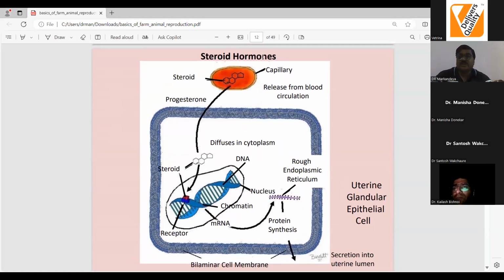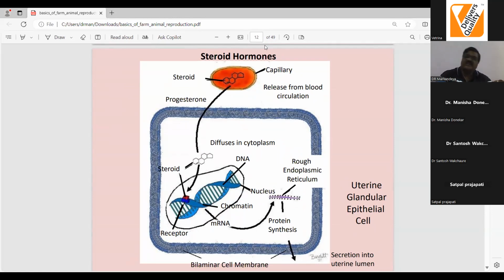Action of the steroid hormones is in the nucleus of the target cell. Steroid hormone will be carried through blood and taken up into the cytoplasm. It will act on the nucleus of the cell, and then the action will be produced. So receptors are basically at the nuclear regions for action of steroid hormones.